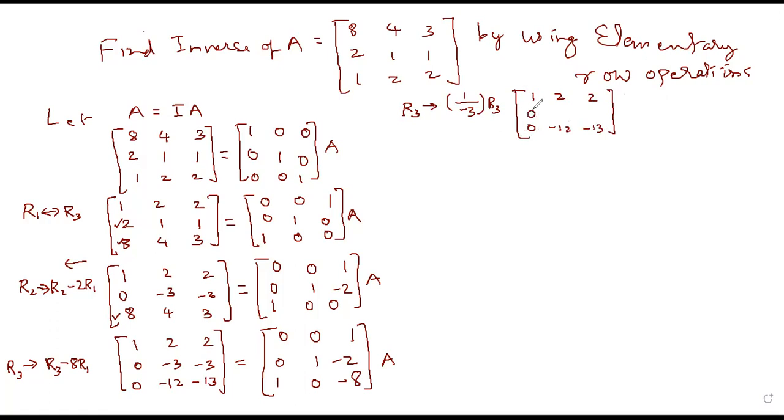So 0 will remain as it is. Minus 3 divided by minus 3, 1. Here also you will get 1. And the right hand side, 0, 0, 1 as it is. 0 divided by 3, 0. Here minus 3, minus 1 by 3, minus minus plus 2 by 3, and 1, 0, minus 8.